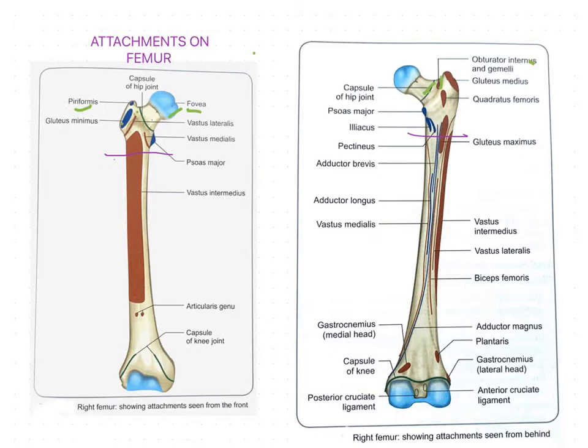Coming again to the anterior side, now we will see the lesser trochanter. On the lesser trochanter, the iliopsoas muscle is inserted. If you differentiate it into two muscles, psoas major and iliacus are inserted.